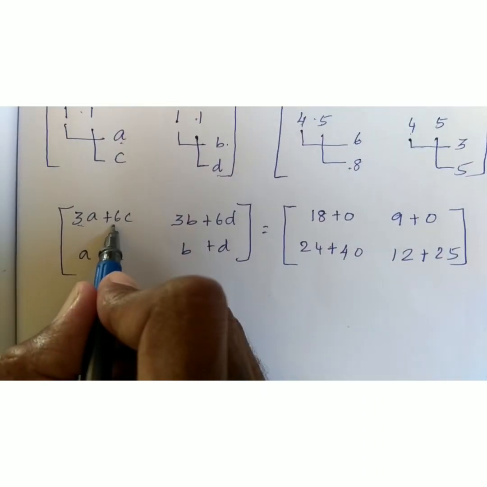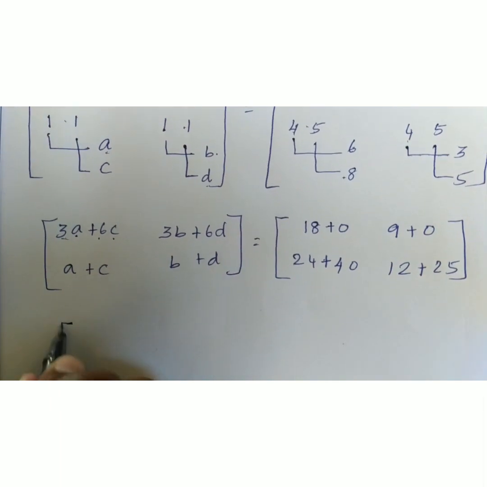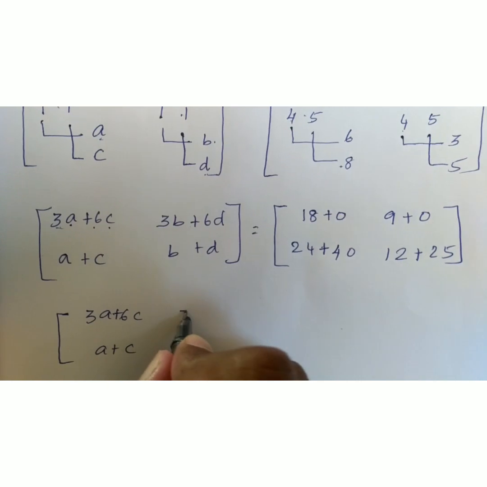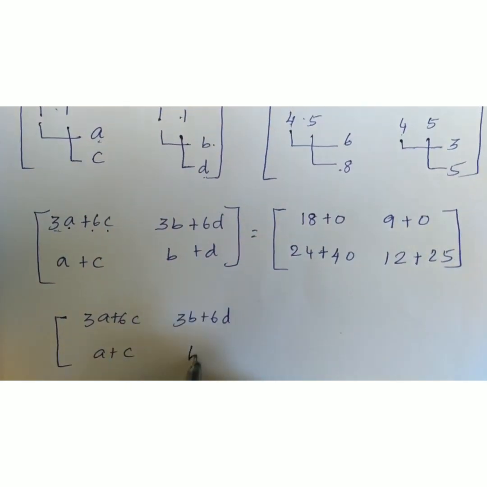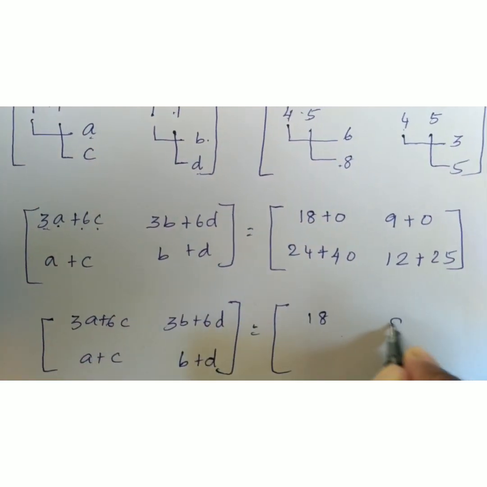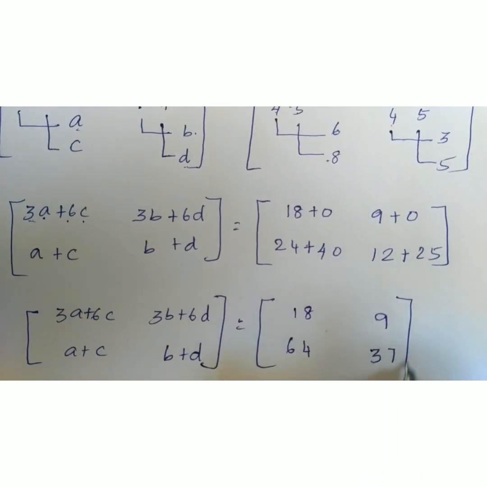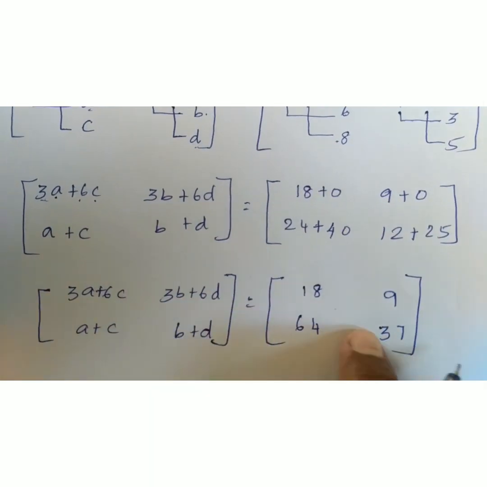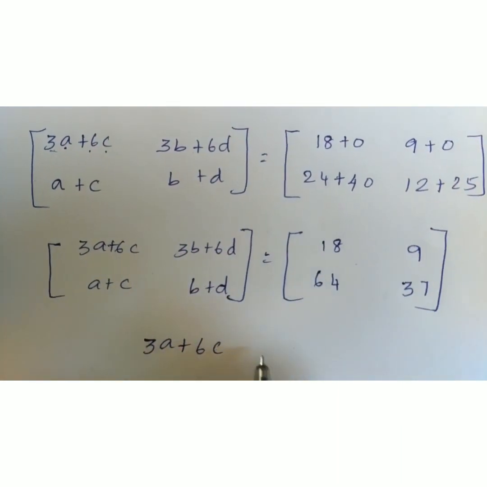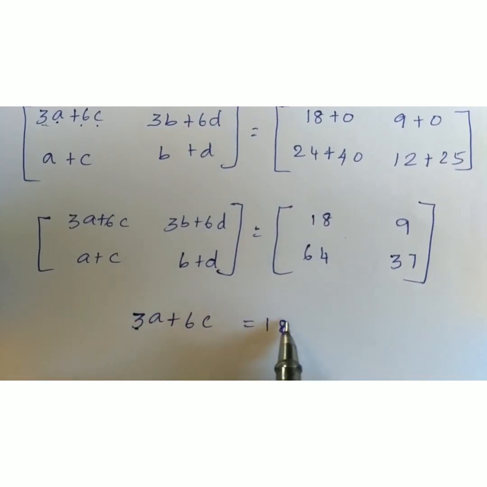We cannot add these two numbers because it is a variable A, here variable C, different variable, so cannot add. As it is, 3A plus 6C, A plus C, 3B plus 6D, B plus D. Now here add the numbers 18, 9, 64, 37. Now these two matrices are equal matrices. Equate the corresponding elements. 3A plus 6C equal to 18. In this equation all the numbers are divisible by 3.